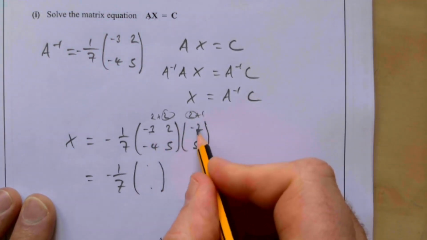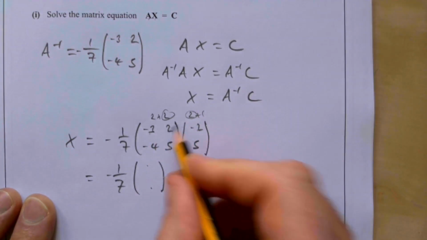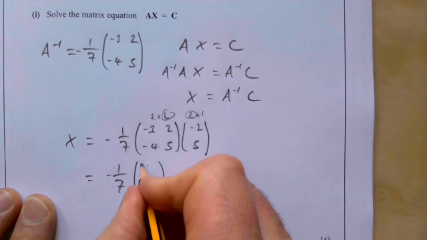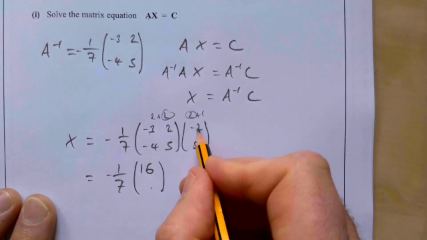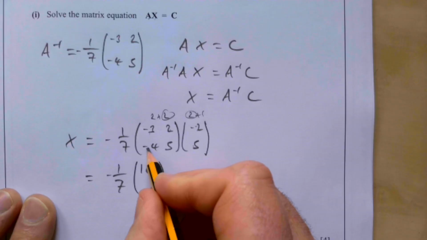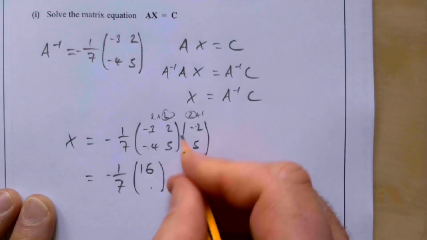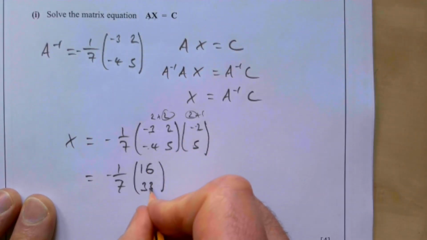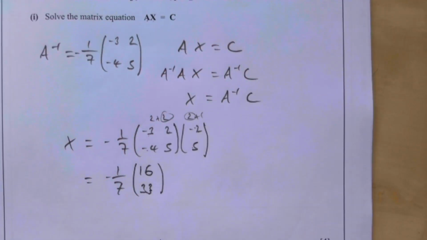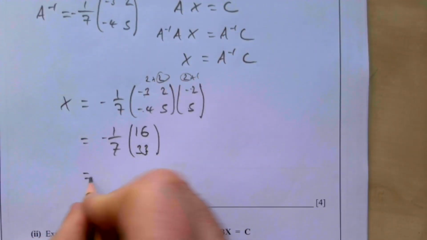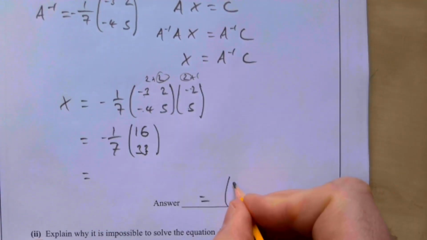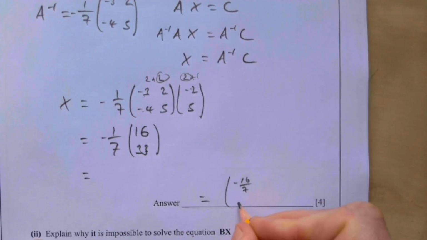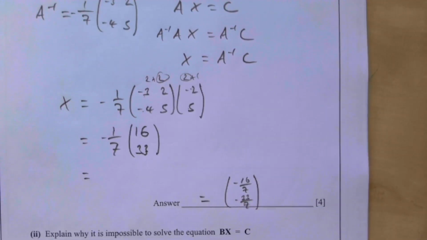Minus 3 times minus 2 is 6, plus 10. That gives me 16. And then minus 4 times minus 2 is 8, and 25. That gives me then 33. So my answer then is, well, you can do it whatever way you want. You could go minus 16 over 7 and minus 33 over 7, or you could just leave the 7th sitting out there.